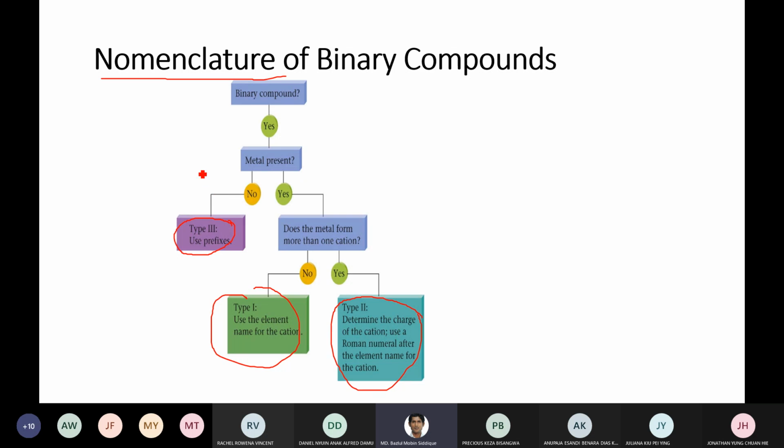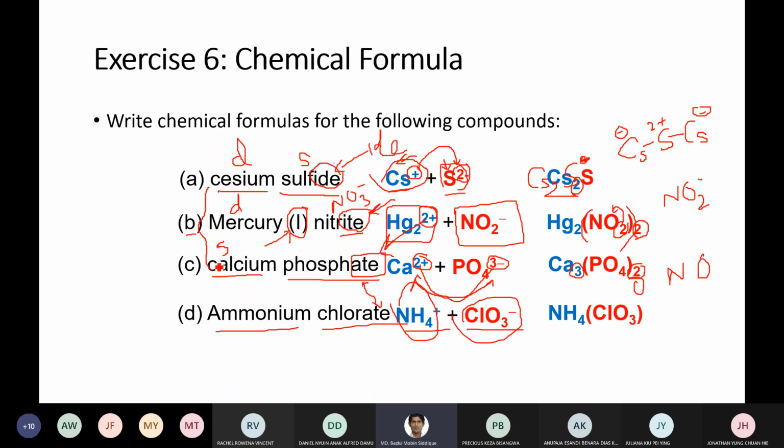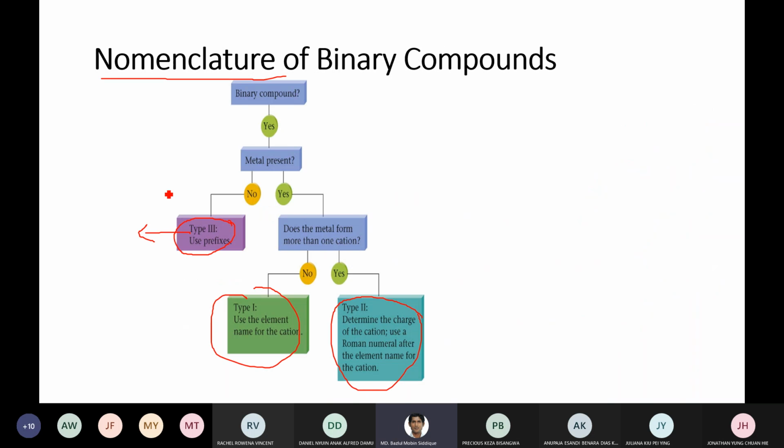But if there is no metal present and it is a binary, then it will be type 3. Just remember that no metal but binary is type 3, just like ammonium chlorate. In ammonium chlorate there is no metal and it is a binary compound. So it is type 3, and we should be using the prefixes.